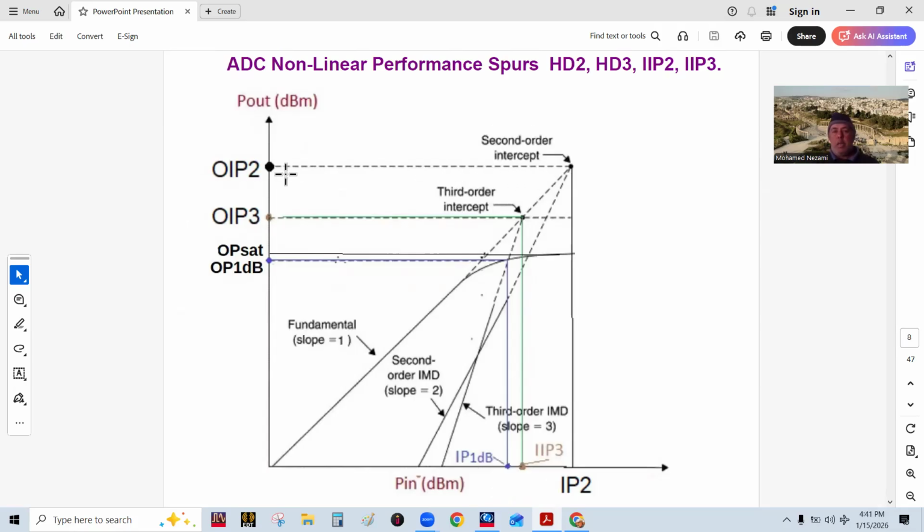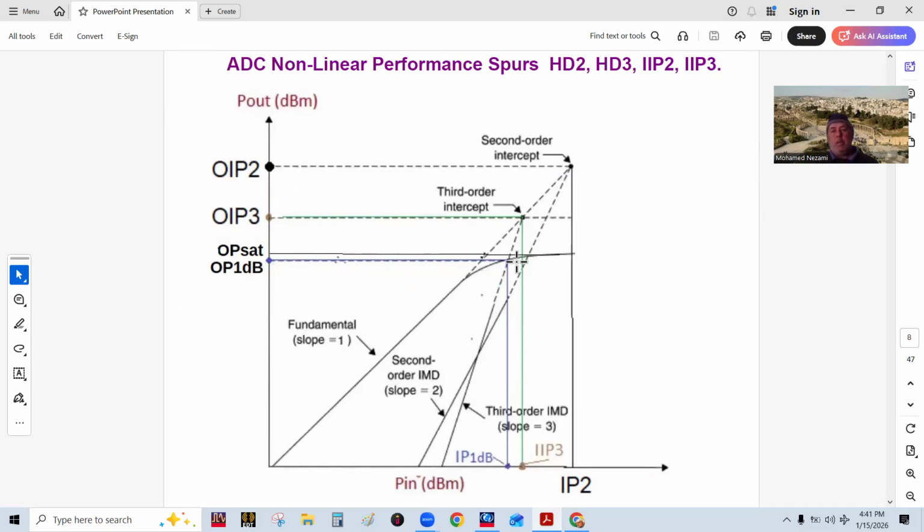Now realize the second order intercept point in here, this one in here, is way out there, much higher than the third order intercept point. This one, you reach it faster. So there's always this one here, the second order intercept point, way above the third order intercept point. There's also another early warning indicator of the nonlinearity performance of your receiver, which is the output 1 dB compression point or the input 1 dB compression point.